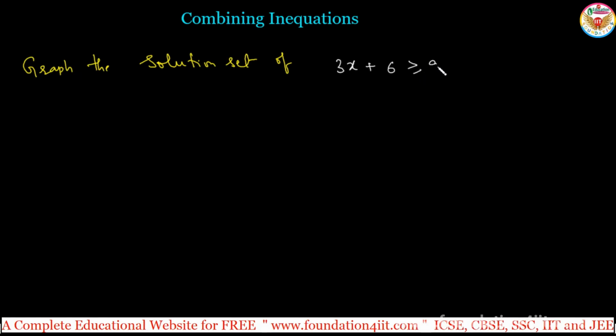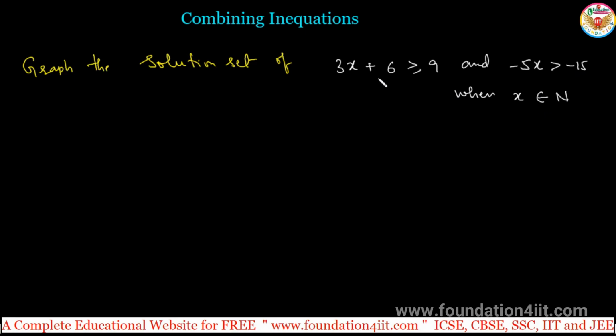So graph the solution set. The question is: graph the solution set of two inequations. Let me take one, 3x plus 6 greater than or equal to 9, and the other, minus 5x greater than minus 15. And the condition is the replacement set, where x belongs to natural numbers. When x belongs to natural numbers, we need to graph the solution set of these two inequations combined.